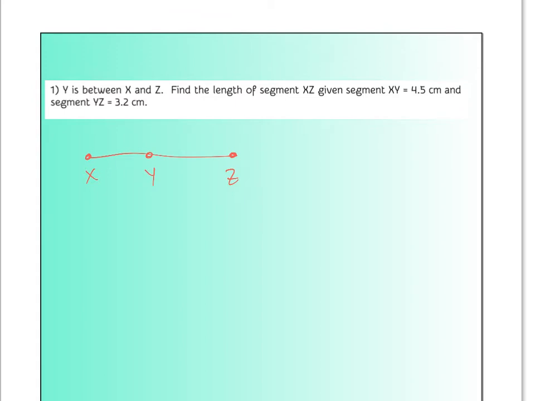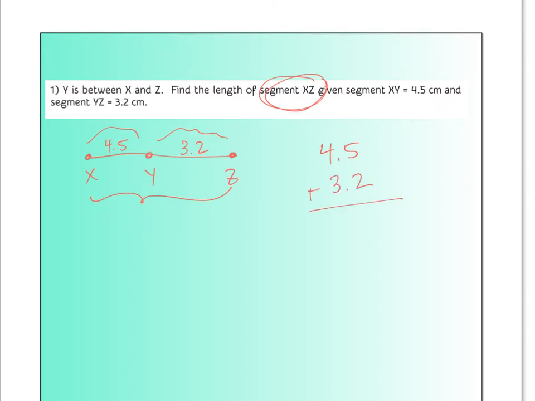Then it says, find the length of the segment from X to Z, given that X to Y is 4.5 centimeters. Let's put that on our picture, 4.5 centimeters from X to Y. And segment YZ is 3.2. My picture is not drawn to scale, but that's okay. They want us to find the length of segment XZ. How can I get the total distance from X all the way to Z? Remember, the two small ones added together equal the big one. So I'm going to take 4.5 plus 3.2.